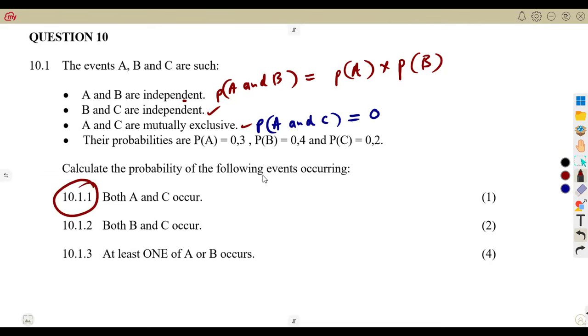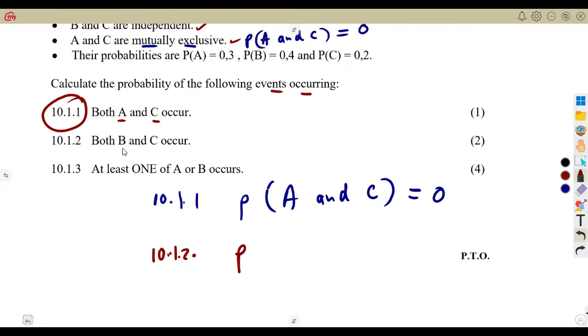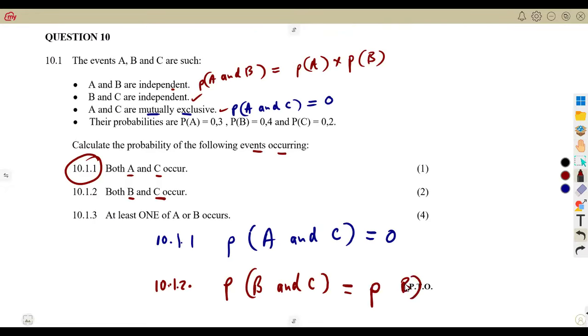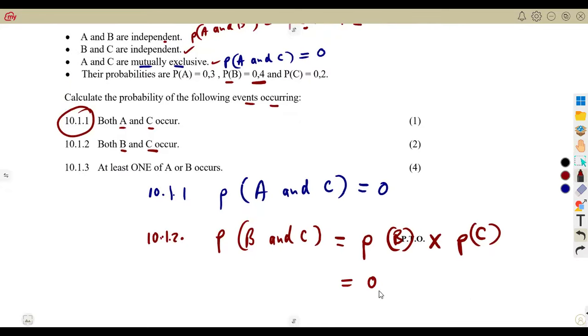Calculate the probability of the following events occurring. Both A and C occur. As I have stated, there's nothing on the intersection because we are told mutually exclusive. So A and C, that's a 0 there. There's nothing. Then B and C: we see the probability of B and C is just like the probability of B times the probability of C, where we are given that the probability of B is there. The 0.4 times 0.2 gives 0.8 on our calculators. All right, that's the B and C.